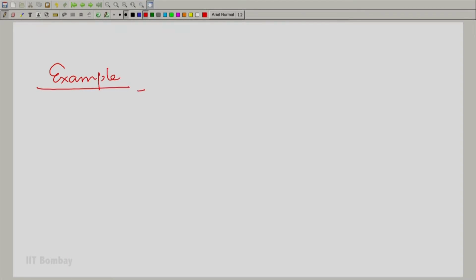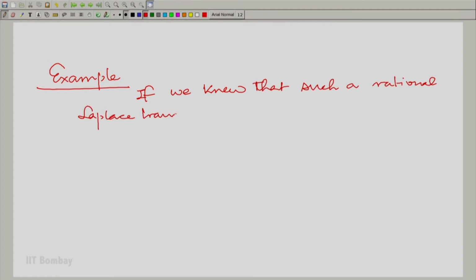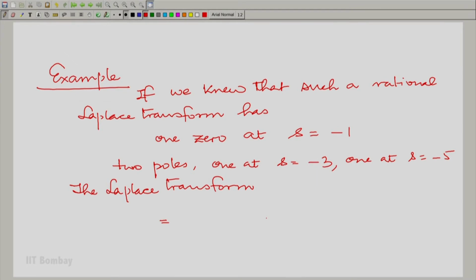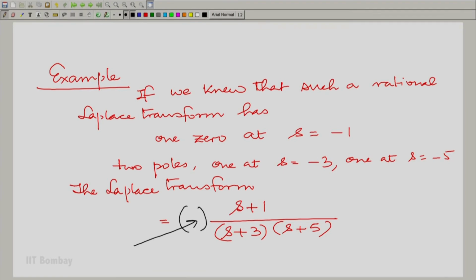So, if we knew that such a rational system function, or rational Laplace transform, has one zero at s equal to minus 1 and two poles, one at s equal to minus 3 and one at s equal to minus 5, what is the Laplace transform? The Laplace transform would take the form, well, we know up to this point, s plus 1, all this is fine. What we do not know here is whether it is multiplied by a constant.